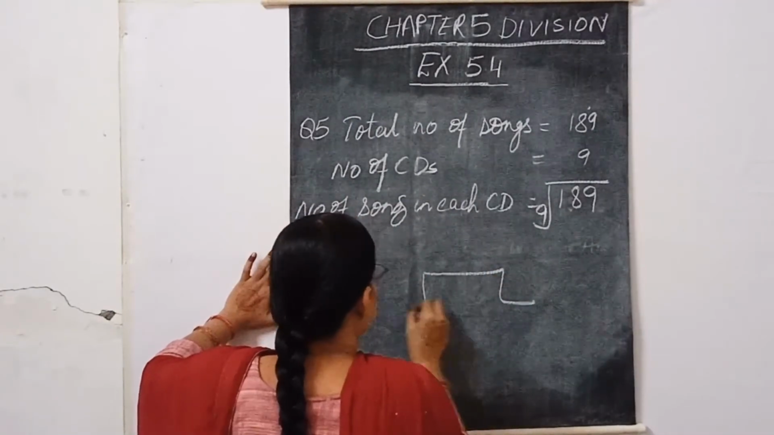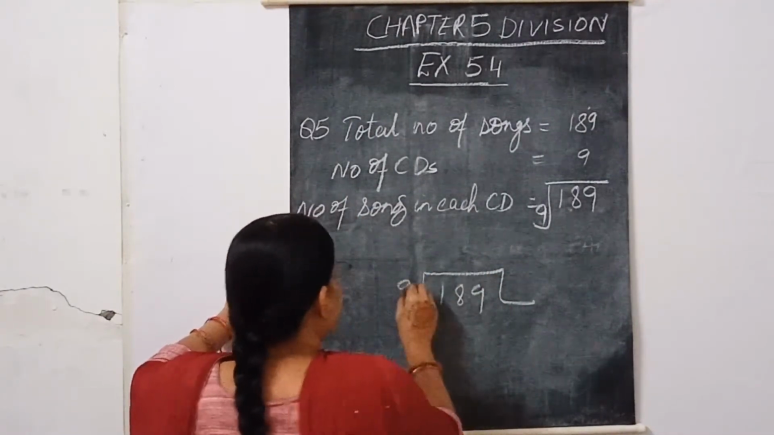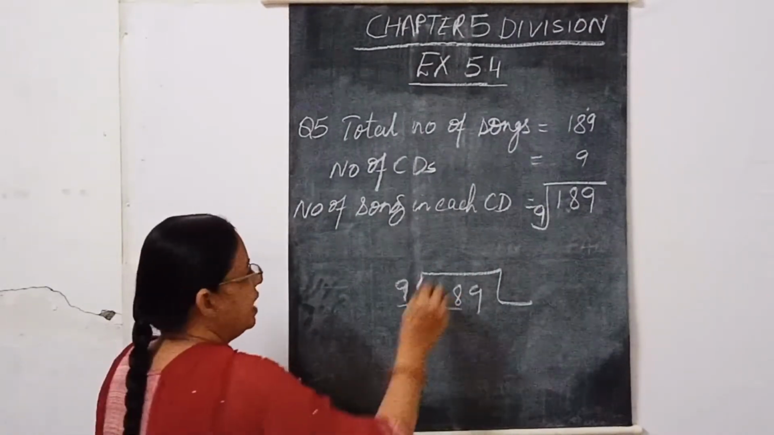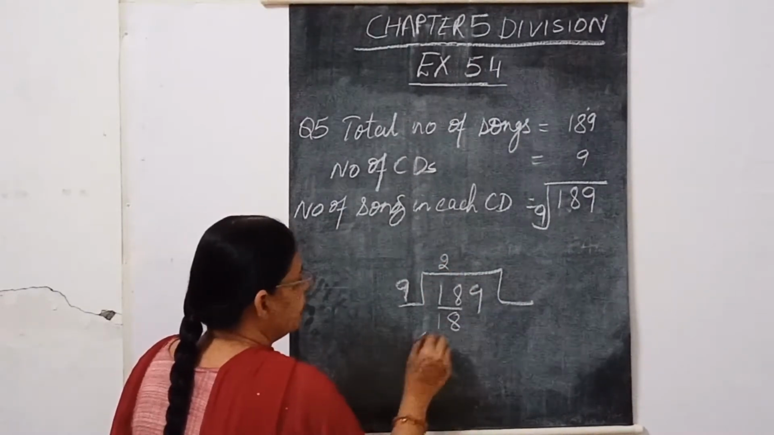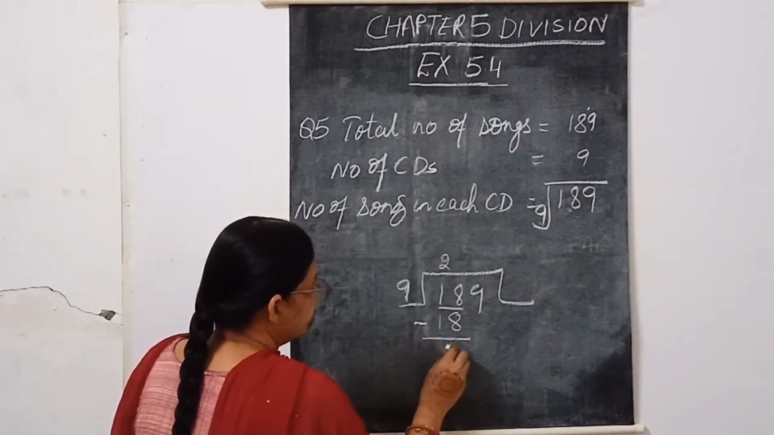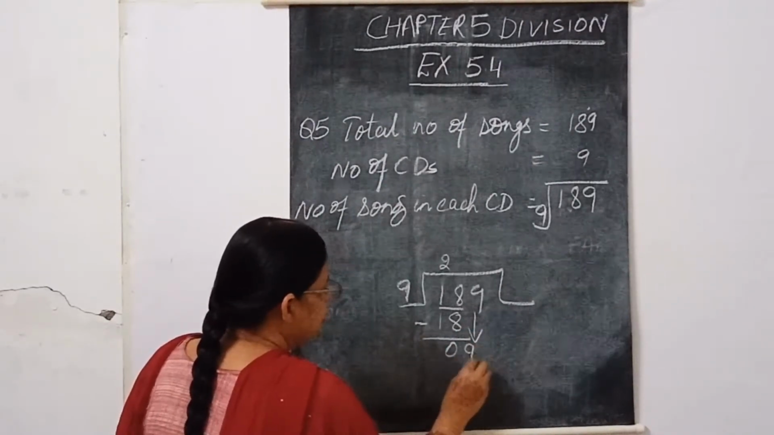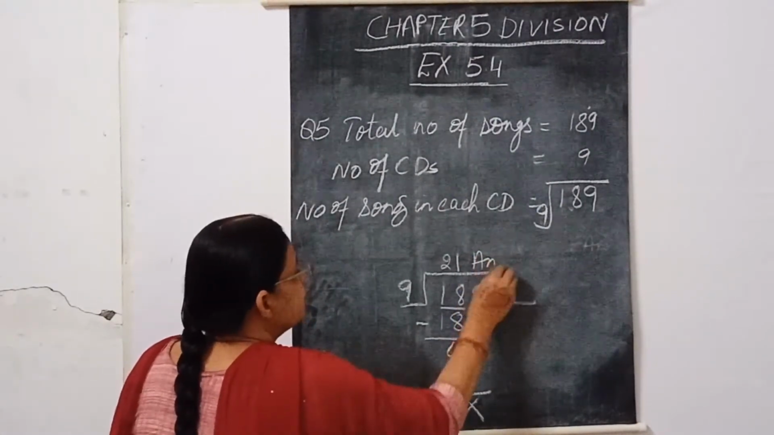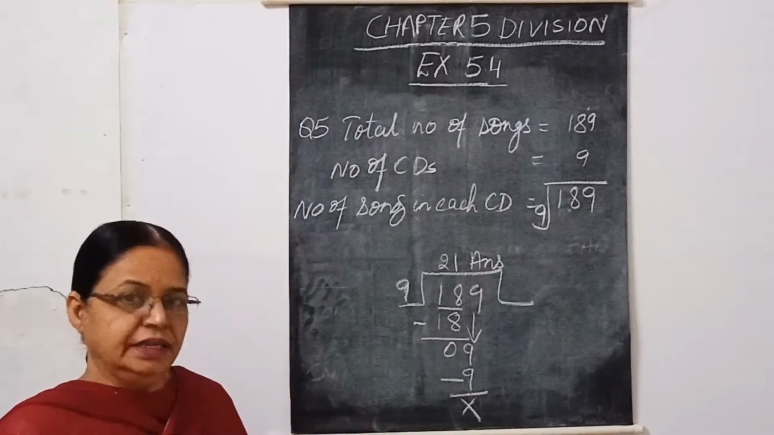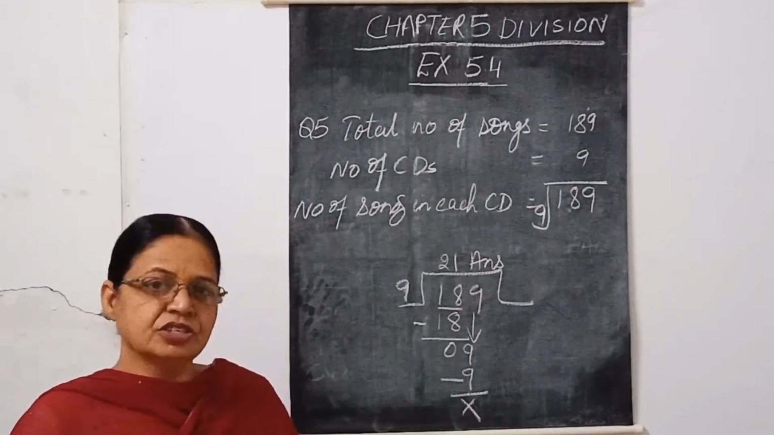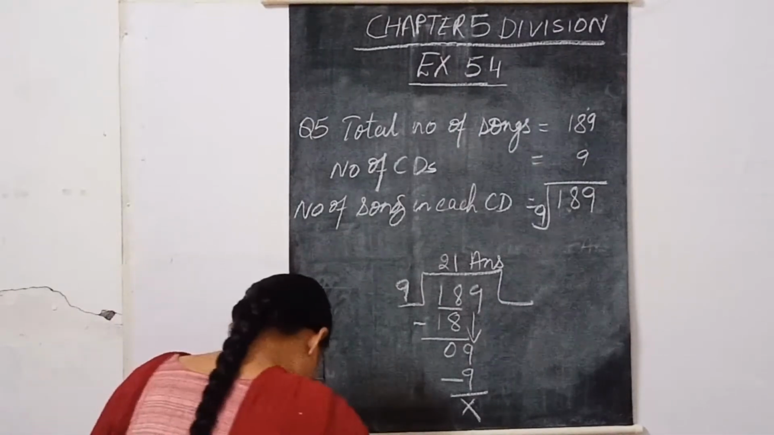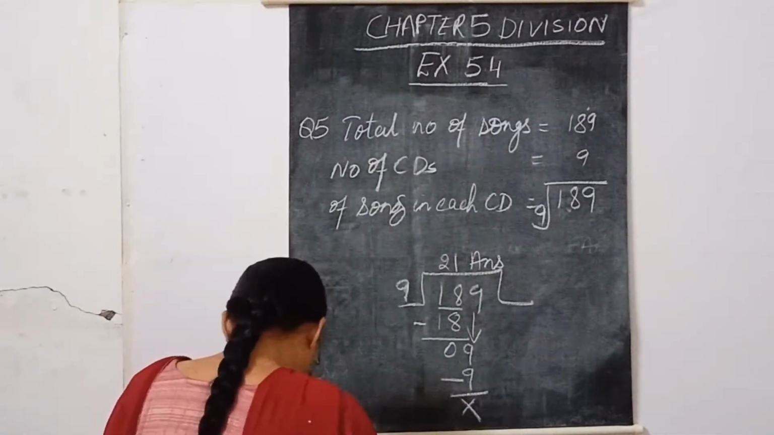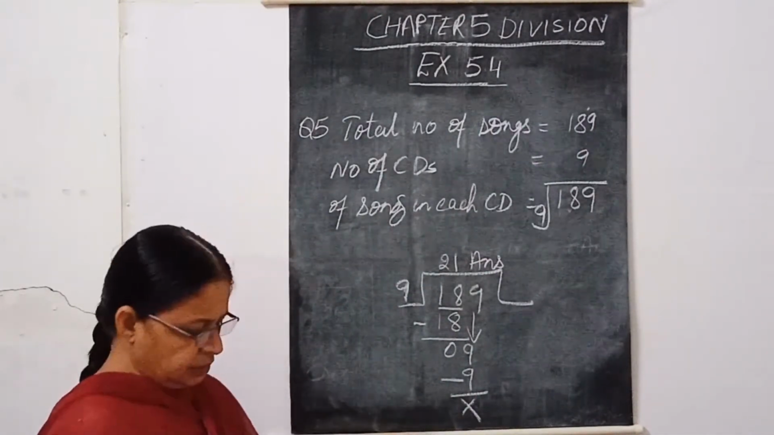Now see here, how should I divide 189 by 9? Recall the table of 9 and first see these two digits. Okay, 9 2s are 18. Put 18 under 18. Subtract the digits. You will get 0. Bring this 9 down. 9 1s are 9. And your answer is 21. So how many songs are there in each CD? 21 songs are there in each CD. Okay, this is how you have to do this question. Now we come to question number 6.